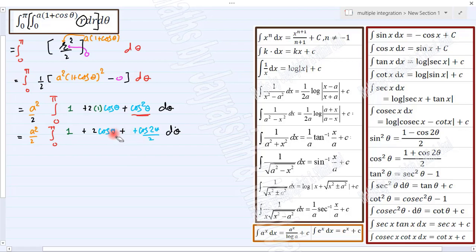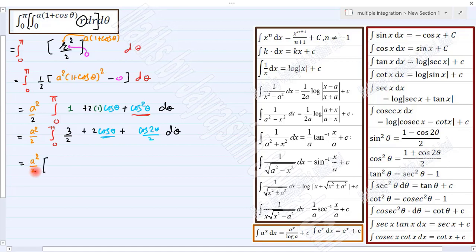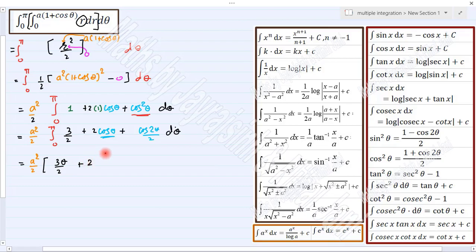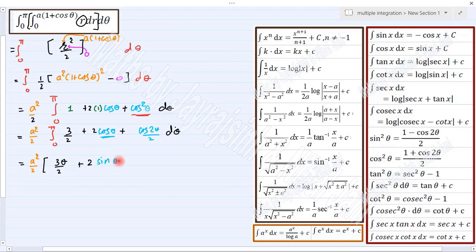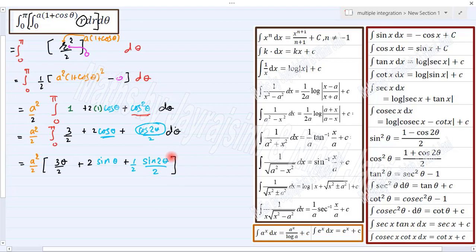Now this 1 by 2 and 1 will become 3 by 2. So we are ready for integration. A square by 2 will be as it is. Integration of 3 by 2 will be 3 theta by 2, plus 2 will be as it is, integration of cos theta will be sine theta, plus this 1 by 2 will be as it is, integration of cos 2 theta will be sine 2 theta upon the coefficient of theta, which is 2. Your lower limit is 0, upper limit is pi.